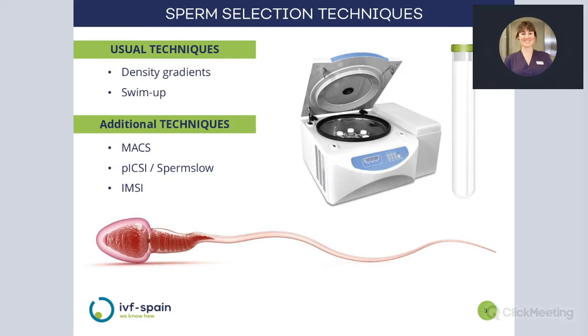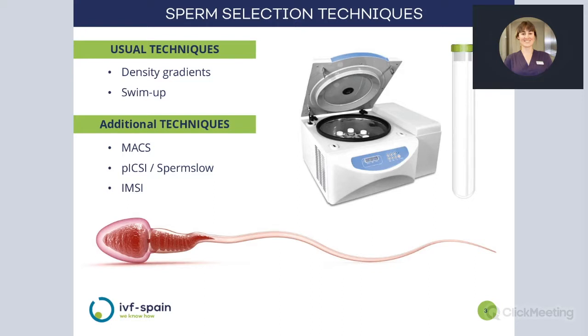On the contrary, every sperm sample has millions and millions of sperm cells, and in the end, we'll only need a few. For this reason, several sperm selection techniques have been developed in recent years to find the best way to select the best sperm cells in the sample and use them to fertilize the eggs. The usual techniques which we use in the laboratory every day, which are used in every laboratory and almost mandatory when processing a sperm sample, are density gradients and the swim-up technique.